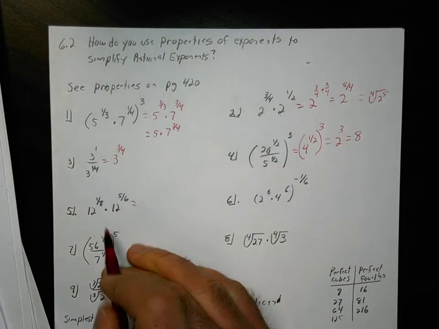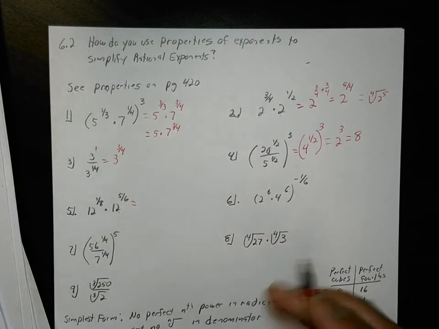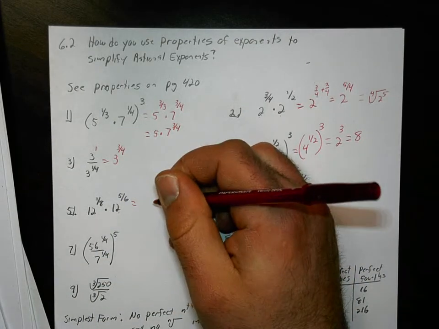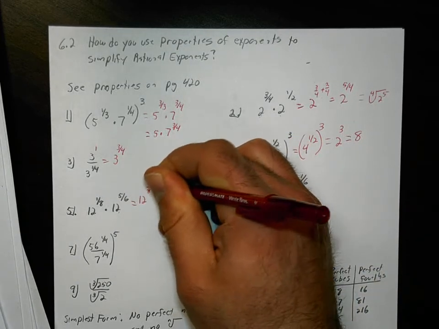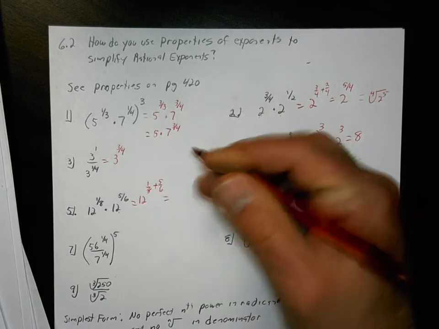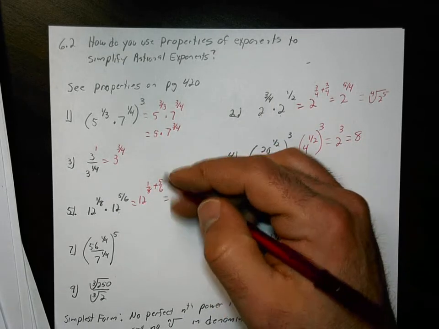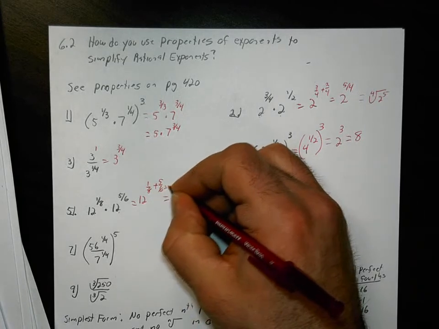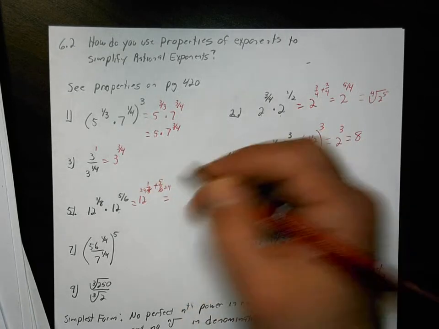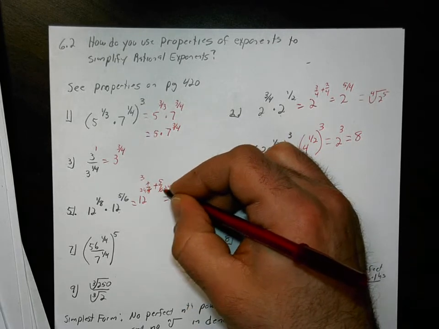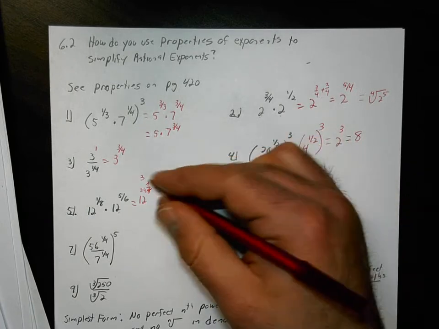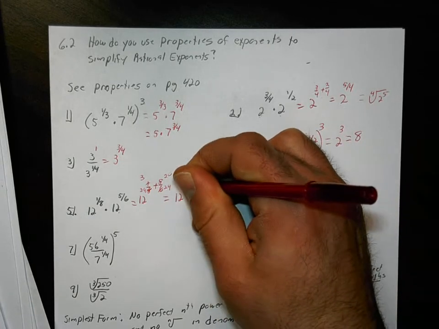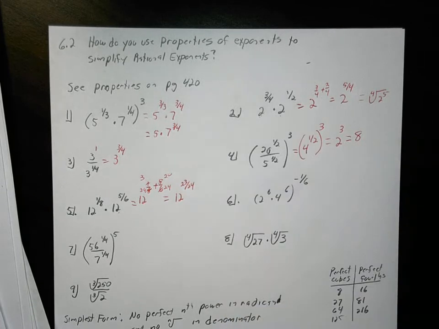Okay. Now this one, our base is the same, so what do we do with the powers? We add them. Okay, how do I add 1/8 plus 5/6? Well, we need a common denominator, which is 24. 8 goes into 24 3 times, so that's 3/24. 6 goes into 24 4 times. 4 times 5 is 20. Add the numerator, so you're going to get 12 to the 23/24. That's what you get on that one.